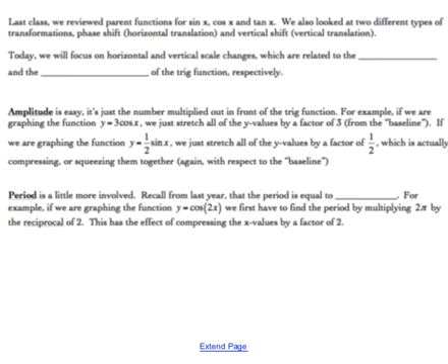But let's get started with the notes. You may recall in the last class we talked about parent functions for all three of our basic trig ratios, sine, cosine, and tangent. And then we also applied some transformations onto those, being horizontal translations and vertical translations. The horizontal we call the phase shift. So today we're going to focus on scale changes.